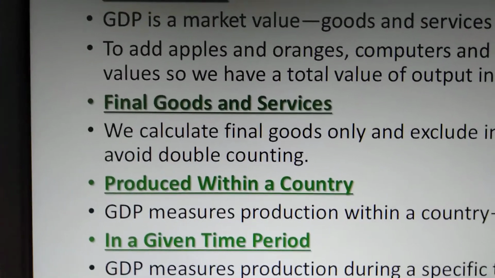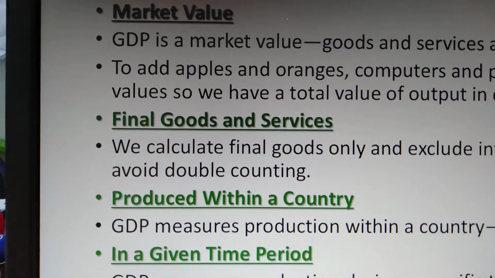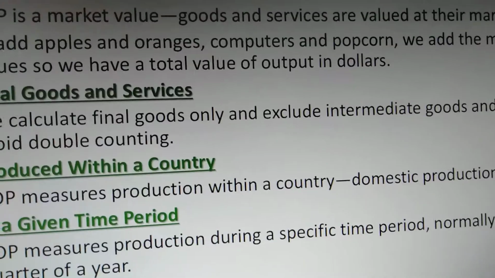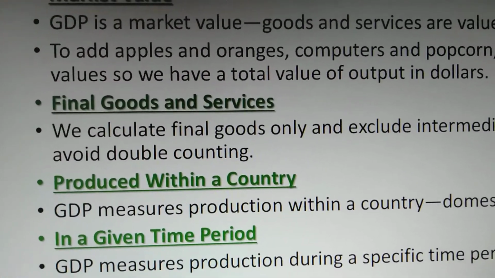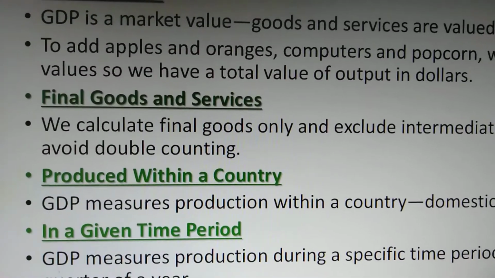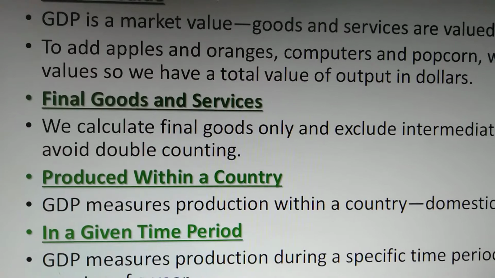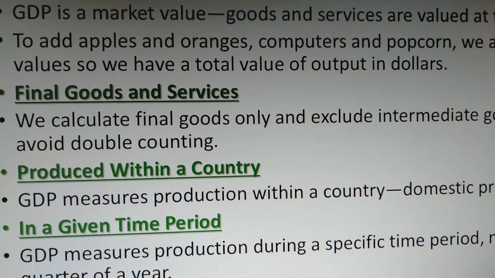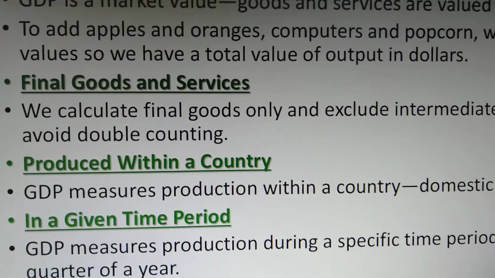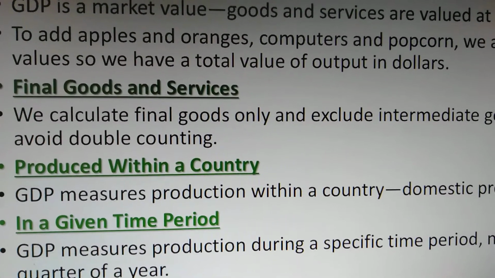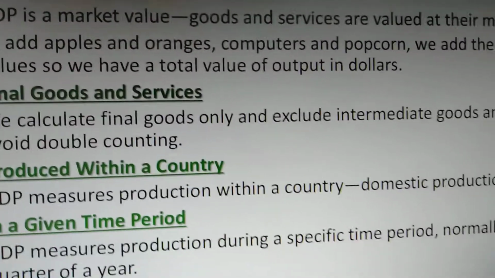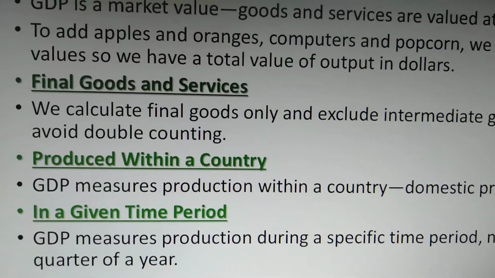But what about final goods? When we calculate GDP, we calculate only the final goods, not intermediate goods. What's the difference between final and intermediate? Final goods are like a car. Intermediate goods are like tires. So we calculate only the final good, which is the car. We will not calculate tires. Why? Because tires are already included in the price of cars. But if we include them, it means we have a problem called double counting. So we have to exclude intermediate goods in order to avoid double counting.